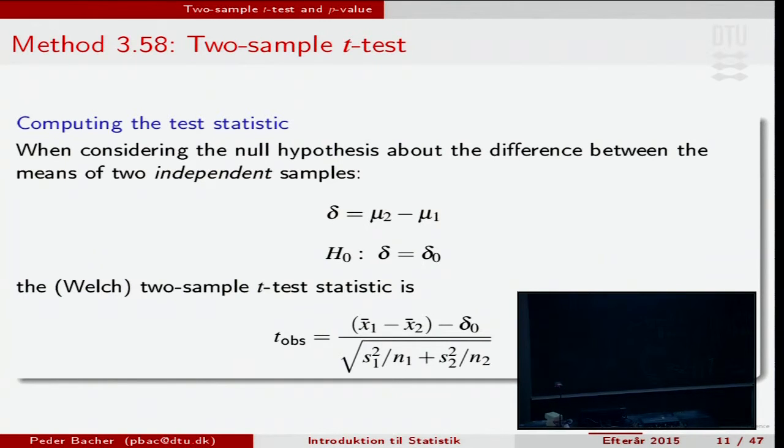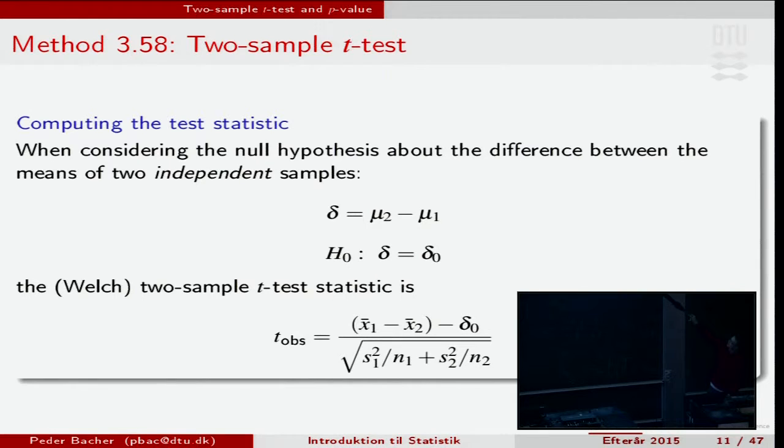Now the point is, in this case, the calculation of the test statistic. So the statistic which follows the t distribution is done like this. In the one sample case, it was a little bit different, but when we have two samples, we can say, okay, let's define first delta up there. Delta is the difference in mean between the two samples.